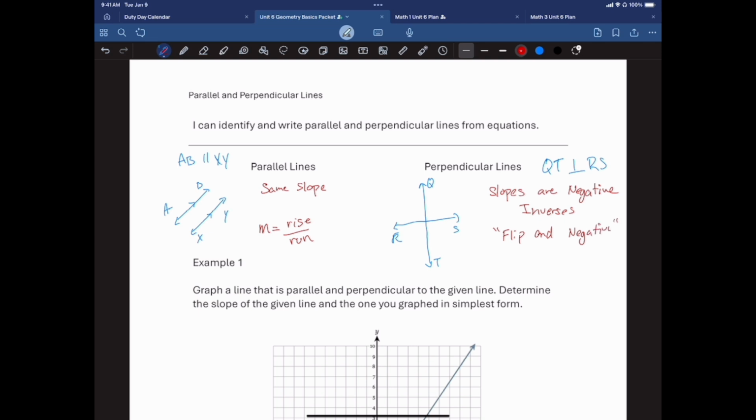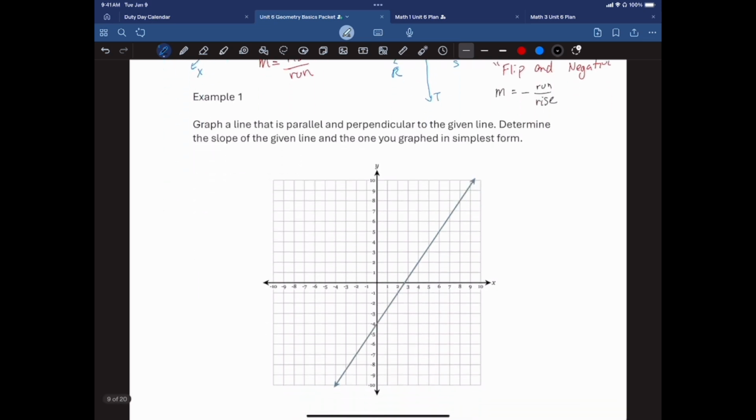So if my slope for one is rise over run, my other one would be, and again, this is not a hard and fast rule, negative run over rise. You just flip it and make it negative. Okay, you'll see that in the first example. So let's go ahead and do the first example.